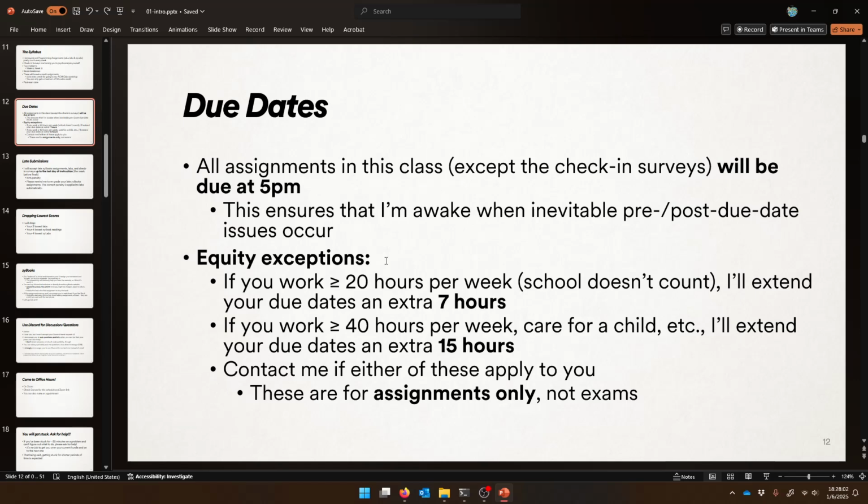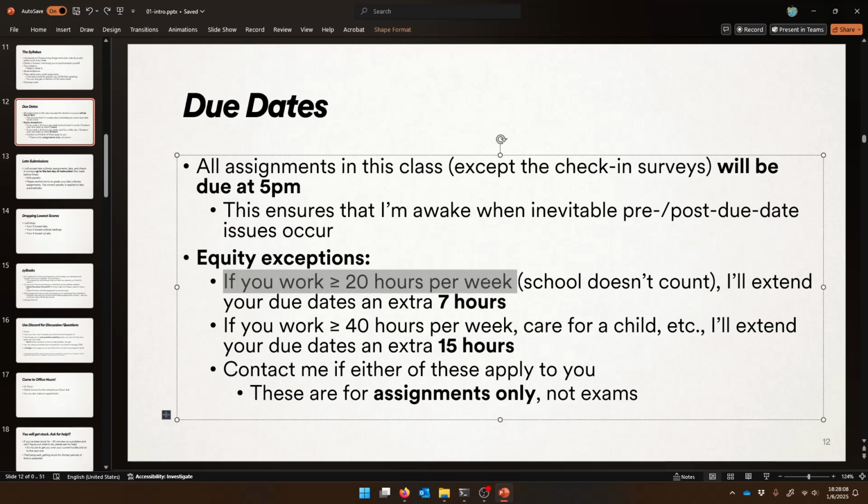All right, I do make some exceptions for certain students though. So if this applies to you, let me know. But if you work at least half time, so 20 hours or more per week, school doesn't count, then I'll give you an extra 7 hours on every assignment. So every assignment will be due at midnight for you if you work at least half time.